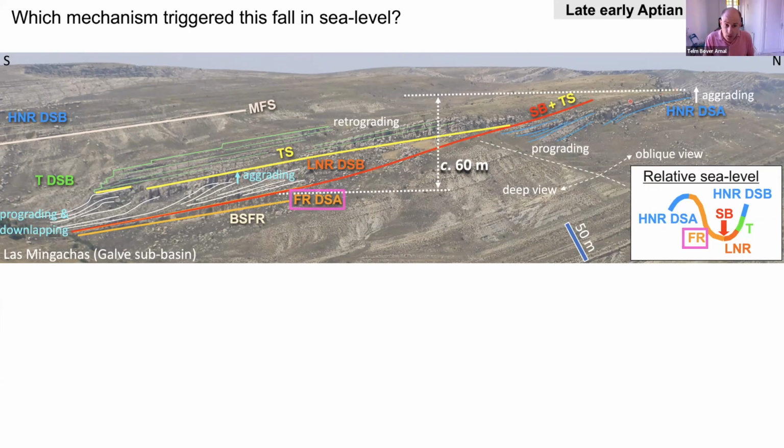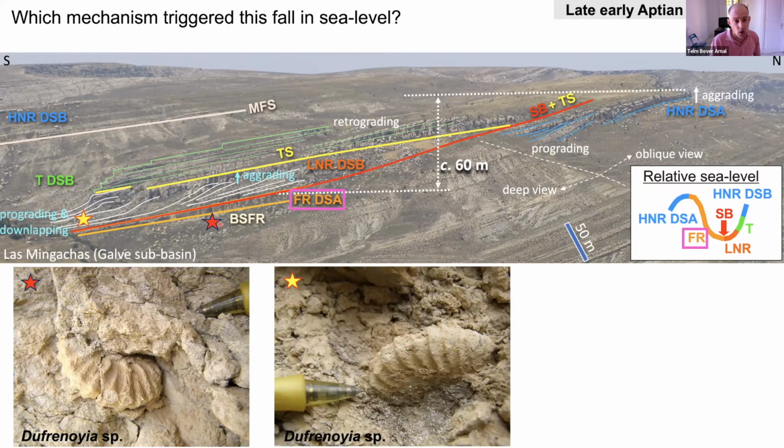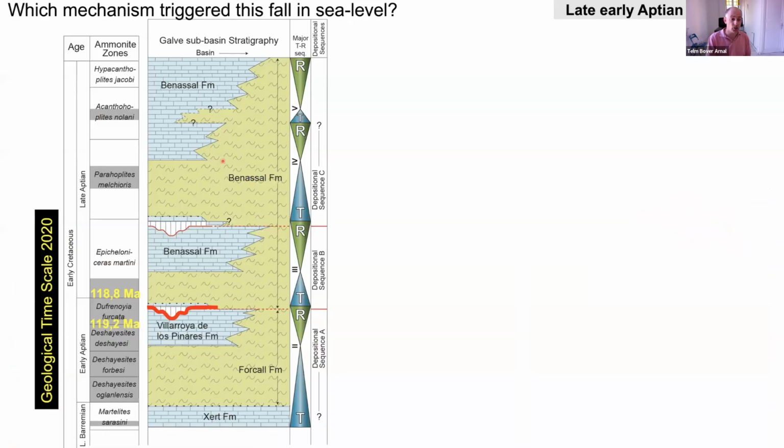During relative sea level fall, there was the accumulation of this forced regressive wedge of this basin floor component, and we have identified ammonite specimens, Dufrenoya specimens, belonging to the Dufrenoya furcata ammonite biozone in the upper part of the marls of the Forcall Formation, also in the distal slopes of the lowstand platform, and also in the lower marls of the Benassal Formation. So we know that this relative sea level fall and the subsequent base level rise and the early start of transgression occur within the Dufrenoya furcata ammonite biozone.